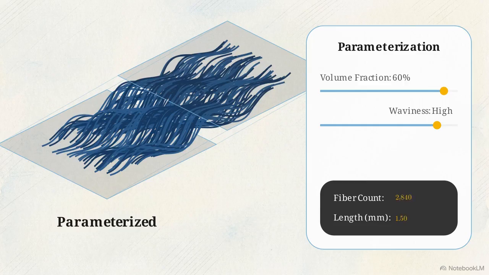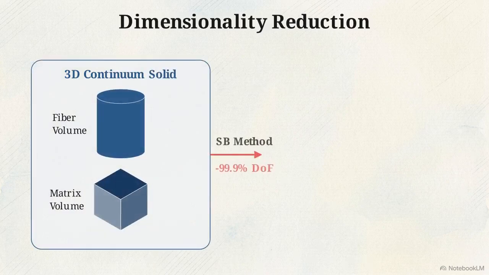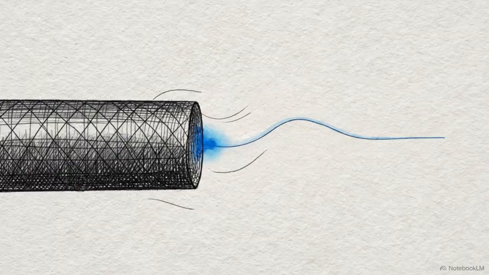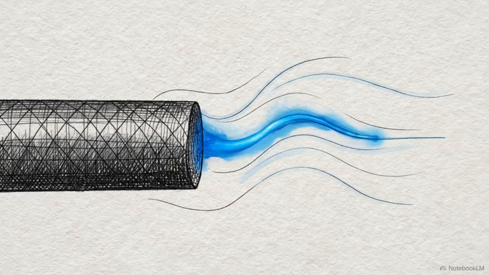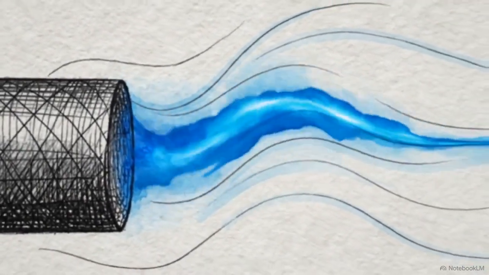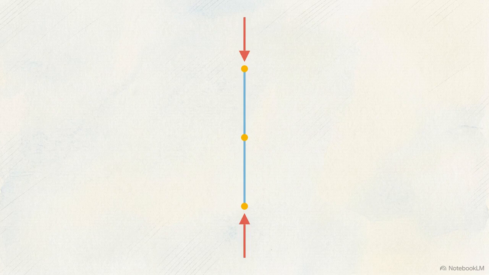We now have massive procedural geometries, but attempting to mesh them with traditional 3D solid elements remains computationally impossible. The solution is a physics-preserving dimensionality reduction, known as the shell beam or SB methodology. First, we eliminate the 3D solid elements for the fibers. We replace them with 1D Timoshenko beams, leaving only a single central axis line. Timoshenko beam theory explicitly accounts for the compression, bending, and transverse shear deformations that occur during a physical kinking event, meaning we drop the geometric dimensions while retaining the mechanical physics.